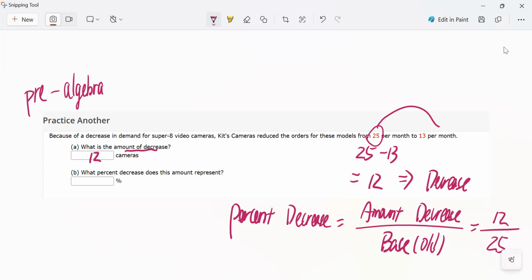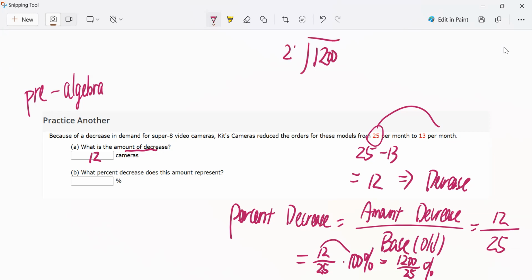Now we're going to turn it into a percentage. When you convert a fraction into percentage, you multiply by 100%. And 100% is 1, right? So basically you multiply by 1, the value stays. So here you do 12 times 100, which is 1200, over 25. We need to find out what 1200 divided by 25 is. 25 goes into 120 4 times. 4 times 25 is 100. Remainder 20, and bring down the 0. And 25 goes into 200 8 times. 8 times 25 is 200. So the answer is 48%.